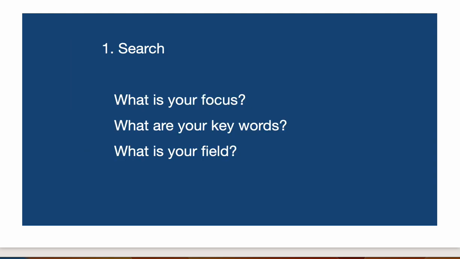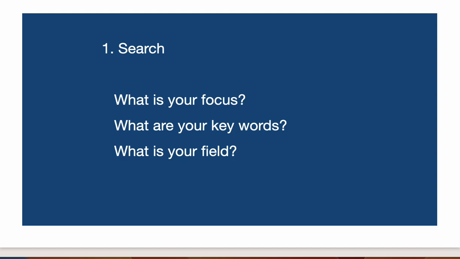So first of all, you want to search. When I say search, I mean go through databases in your library. You can search online as well, of course, but searching on your library's databases is the best way to do it, because you can do an advanced search and you can really narrow it down and get a sense of which journals are publishing the sorts of things that you're writing about.